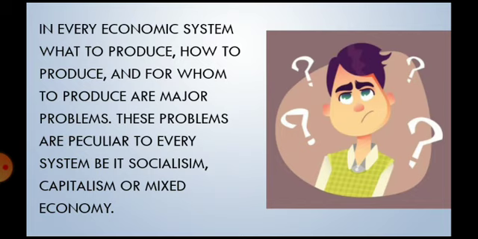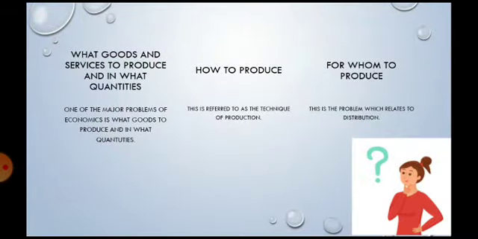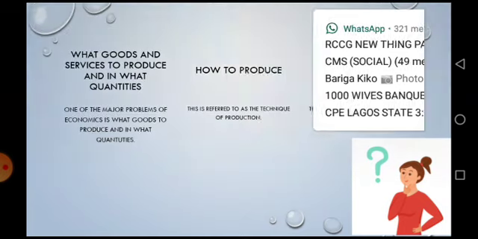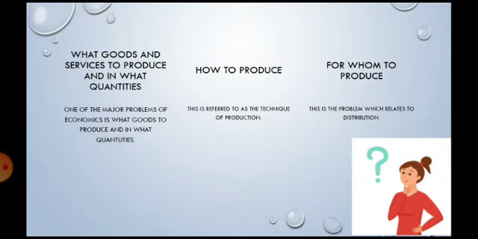In every society, it is the way society organizes itself to solve this fundamental economic problem that determines the type of economic system practiced. Now, let's take a look at each of these basic economic problems of society. The first one, that is what goods and services to produce and in what quantity.